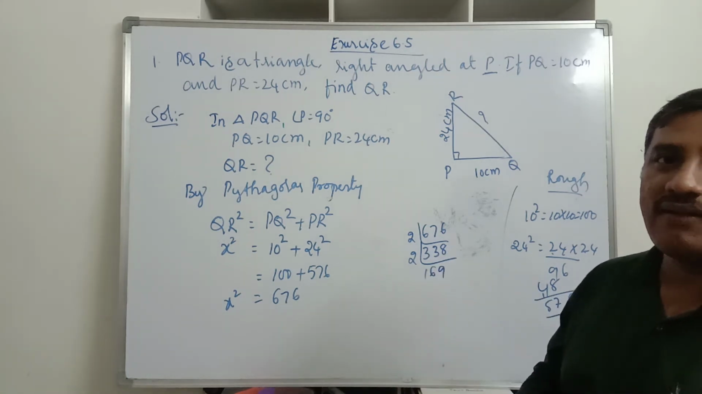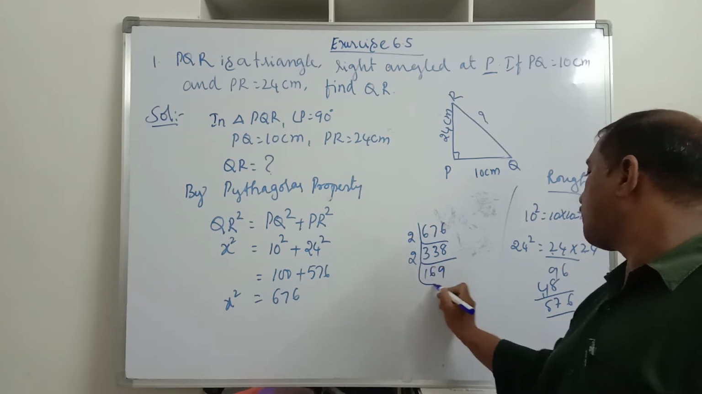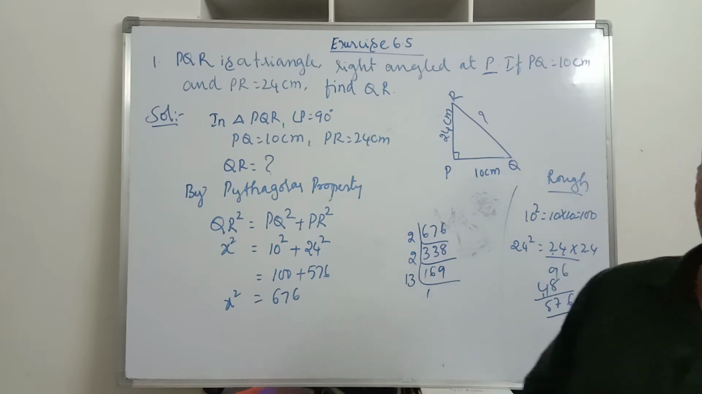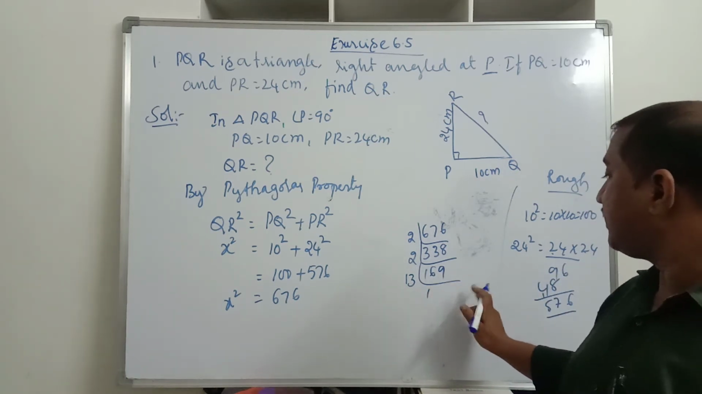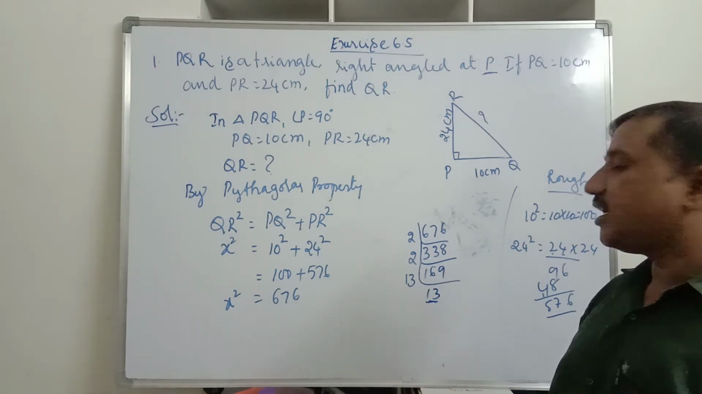Next prime number is 11. It is not divisible. Next prime number is 13. You check whether it is divisible by 13 or not. 13 ones are 13, and 16 minus 13 is 3. Bring down 9, we get 39. 13 threes are 39. We got 13, a prime number.